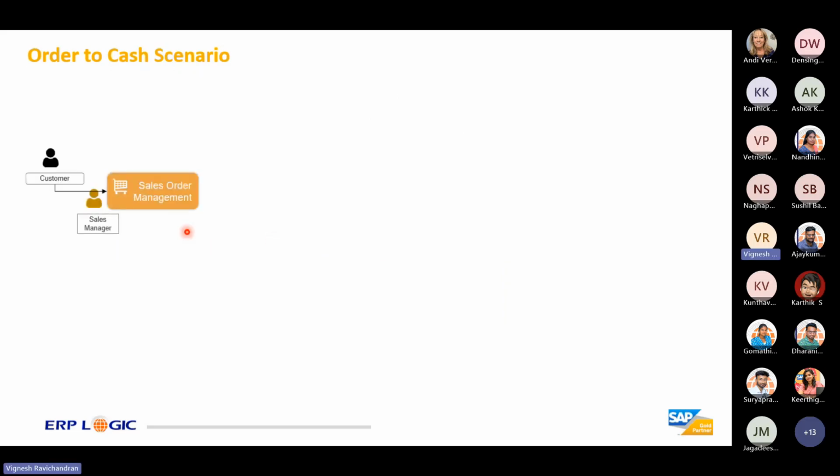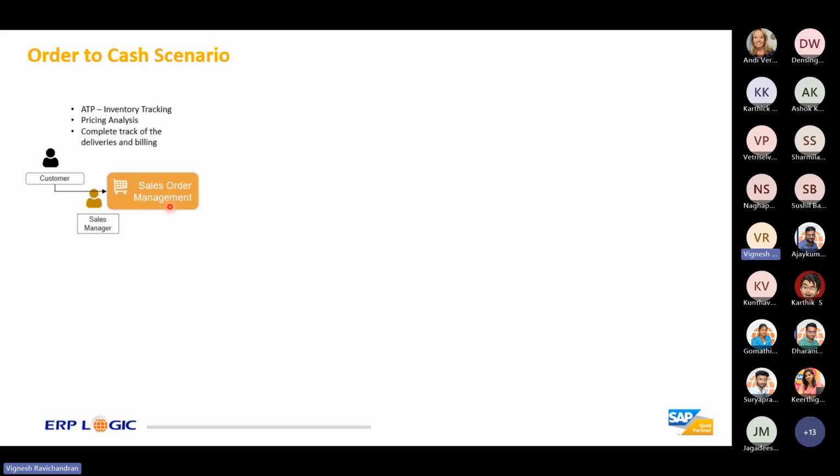Okay. First, we can start with the sales order creation. These are the key features in this order management. Whenever the customer creates a purchase order to the sales manager, the manager will create a sales order transaction. Basically, he will be providing the ship to party, bill to party, material ID, quantities, and the price.